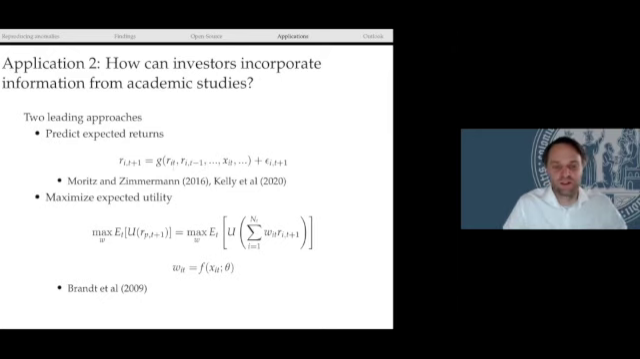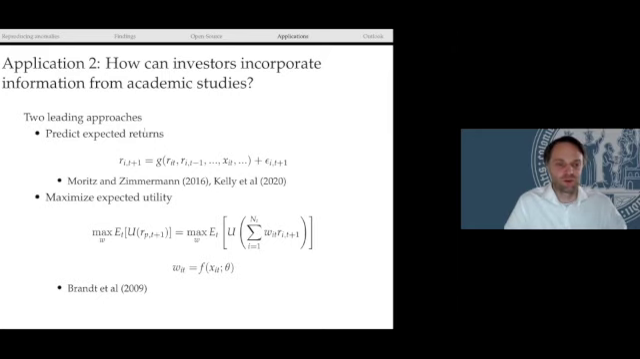I have a paper that's a few years old that uses a so-called random forest model to model this function g. And there's the Kelly and co-authors paper from 2020 that uses also random forest, boosted trees and neural networks. So basically it examines different machine learning models to model this function g. Now this helps you to get some estimates of expected returns.